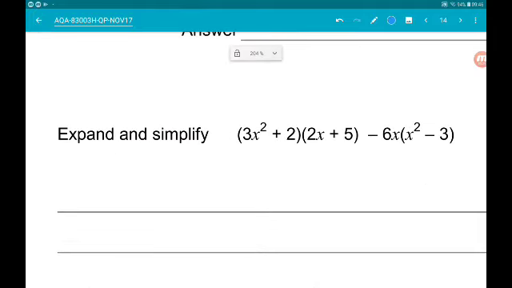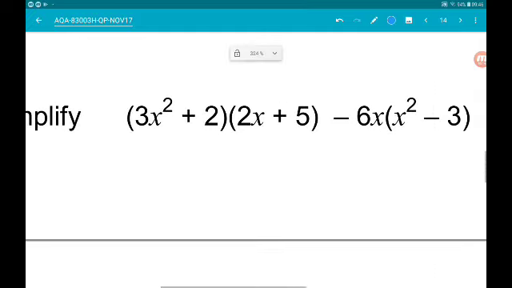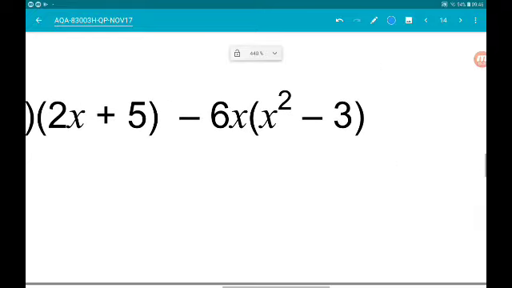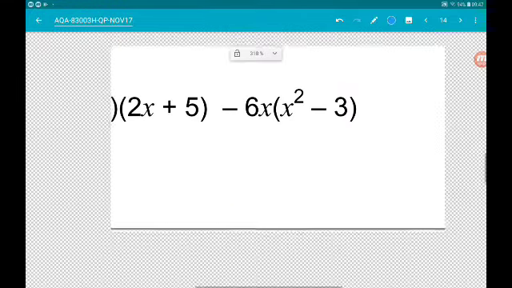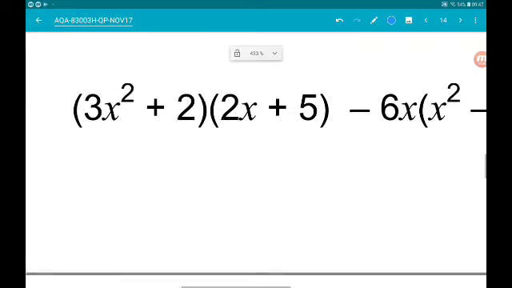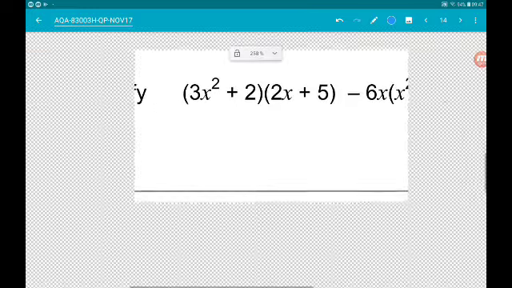Okay, question 8 wants us to expand and simplify 3x squared add 2 times 2x add 5 minus 6x times x squared minus 3. Good times. Okay, so with a question like this, just do it bit by bit. So let's expand 3x squared add 2 times 2x add 5.